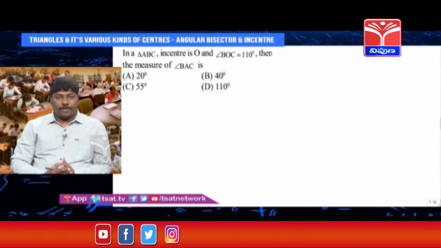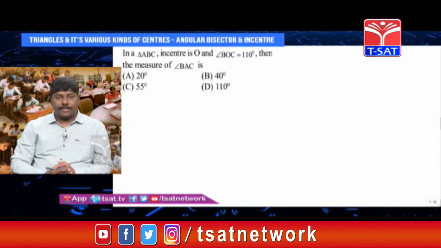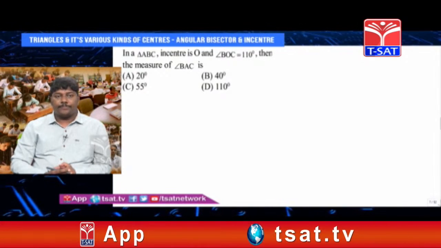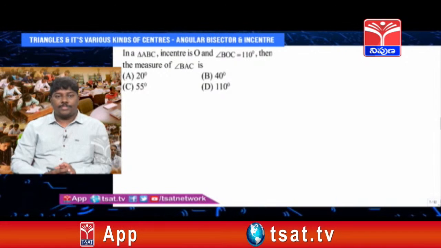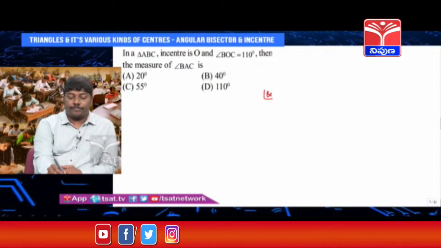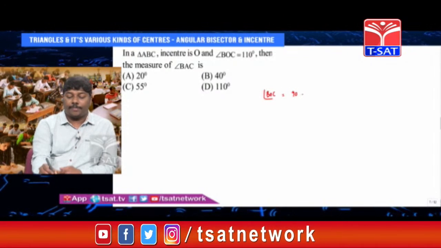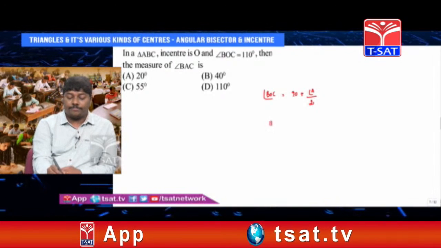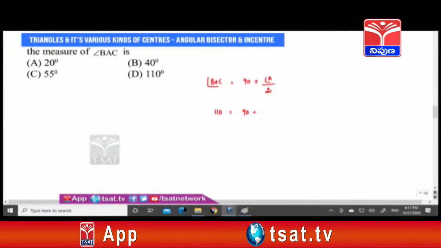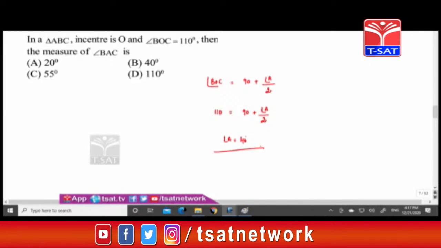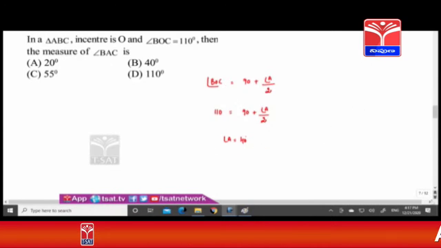Here in this triangle ABC, incenter is O. We know the incenter is the intersection of angular bisectors. If angle BOC is equal to 110, then find the measure of BAC. We know BOC, for two internal angular bisectors, is 90 plus angle A by 2. So 110 is equal to 90 plus angle A by 2. Angle A by 2 is 20, therefore angle A is equal to 40 degrees. Look at the next question.